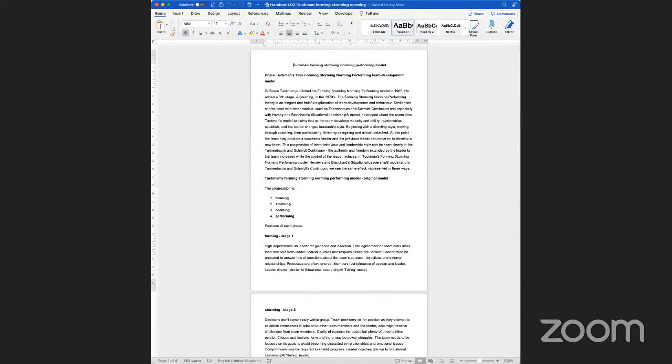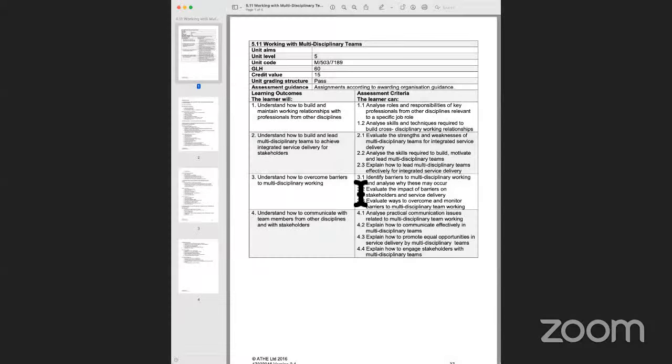I hope in this session you've understood the key points on how to build and maintain working relationships with professionals in other disciplines. We've made a start covering some of the indicative content on learning outcome 1. In the next lecture we'll focus on learning outcome 2, going into more detail on the strengths and weaknesses of multidisciplinary teams and how they achieve the goals and objectives set by management.